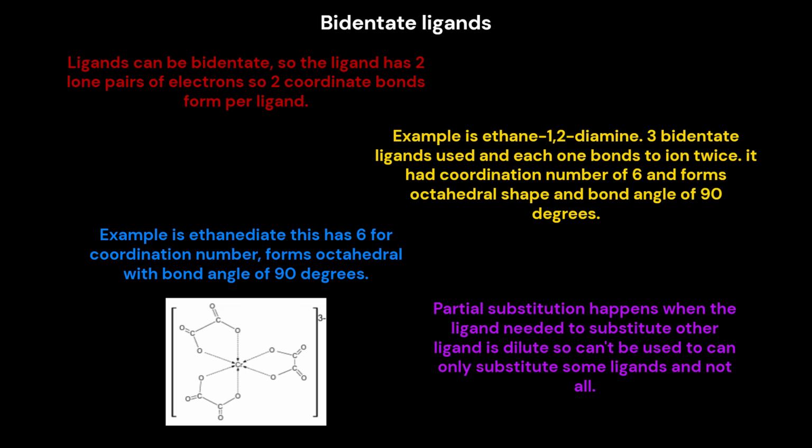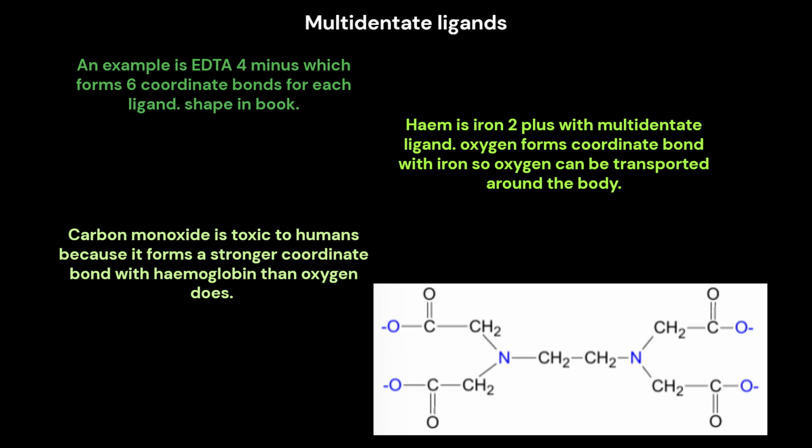Partial substitution happens when the ligand needed to substitute the other ligand is dilute, so it can only substitute some ligands and not all. Multidentate ligands. An example is EDTA 4-, which forms 6 coordinate bonds for each ligand. Haem is iron 2+ with a multidentate ligand.